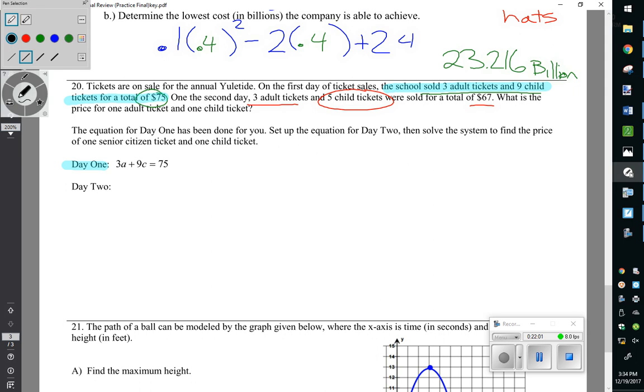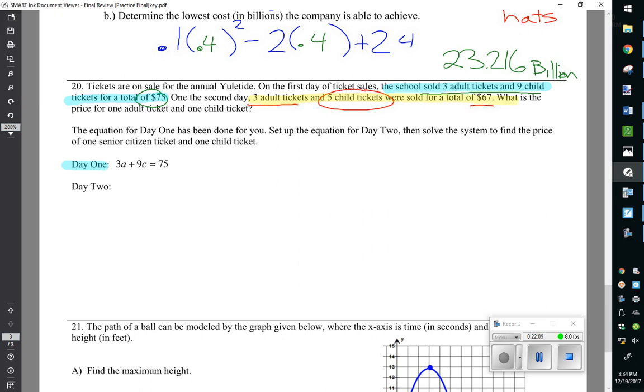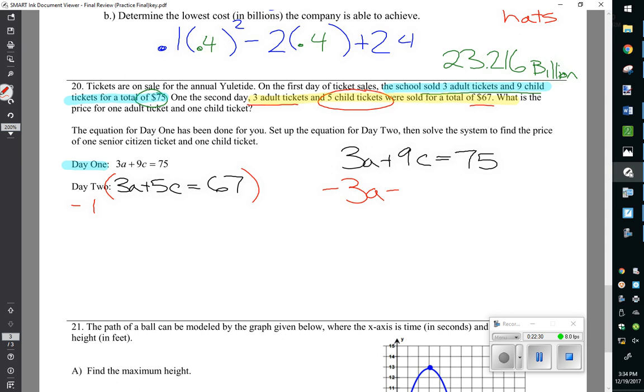We're writing the second equation. So the second equation for day 2 is 3 adults and 5 children is 67. So 3a plus 5c equals 67. The easiest way to solve this problem is to get 3a and a negative 3a. So I'm going to multiply that bottom equation by negative 1. So it's going to get me negative 3a minus 5c equals negative 67. And when I combine them now, the a's are going to be canceled.